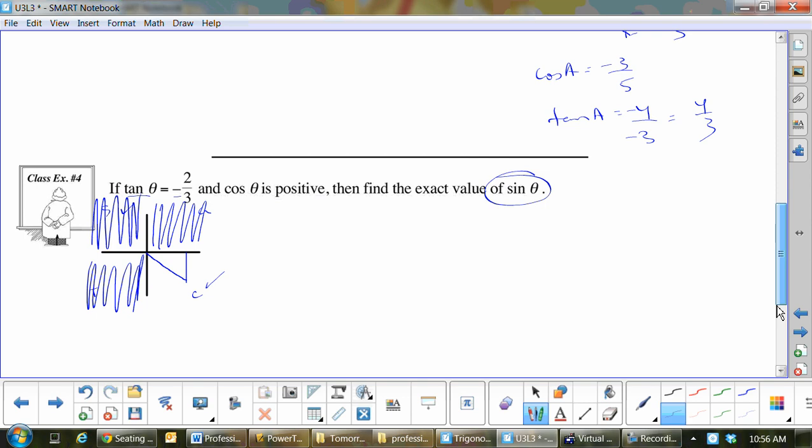So you're saying y is negative 2. So you're putting the negative with the 2. Does that make sense? Yeah, it does. Because y is negative there. And x is 3. Now, so you have to make that decision based on the diagram.